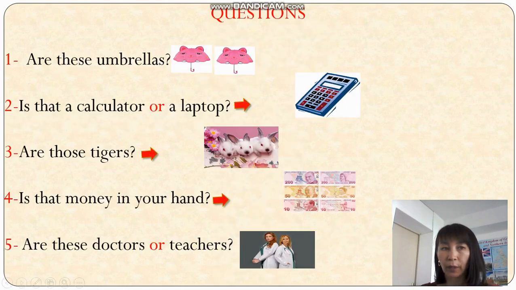Questions. Are these umbrellas? Is that a calculator or laptop? Are those triggers? Is that money in your hand? Are these doctors or teachers?